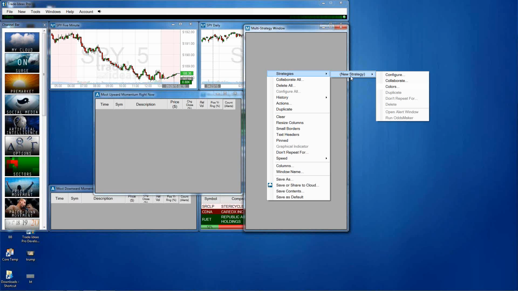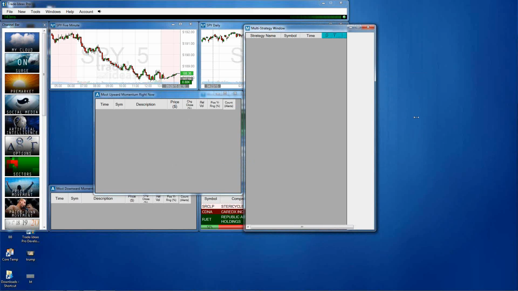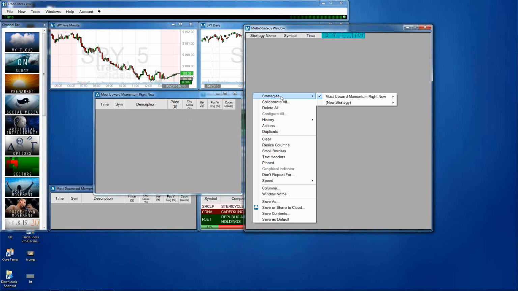Right click in here and say new strategy, collaborate, and paste. And it's literally as simple as that. Now we can look in here and we can see that strategy. So you would just repeat that collaboration process for as many strategies as you would like to move in there.